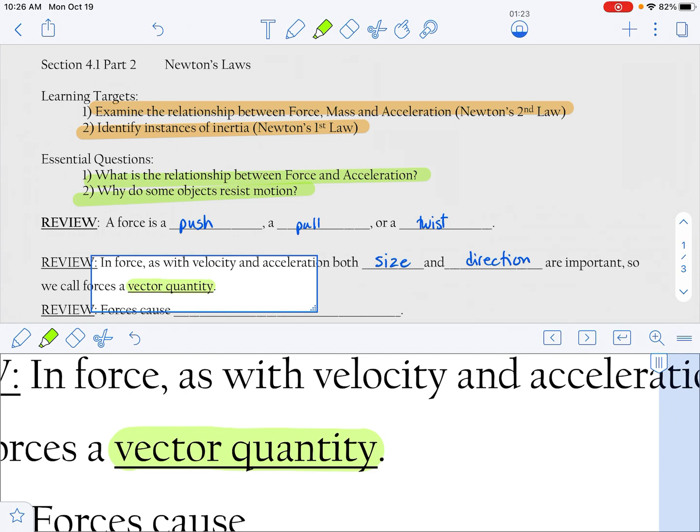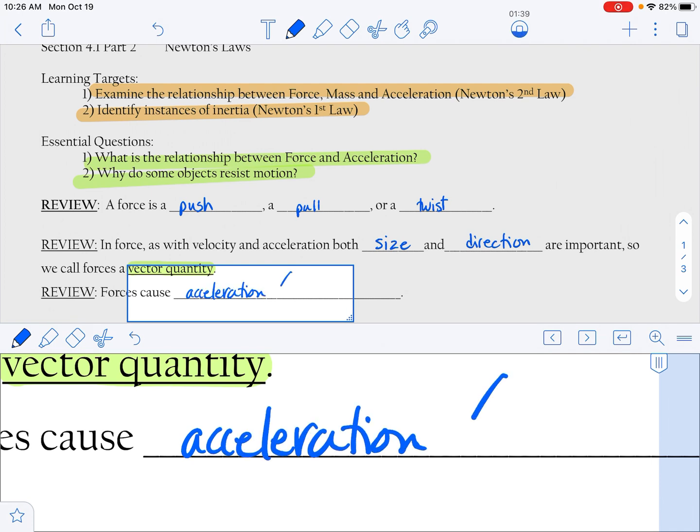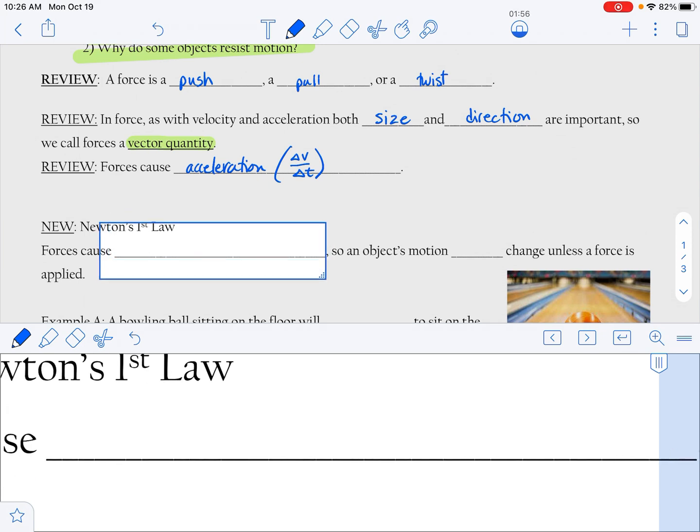Okay, so we're going to pay attention to direction. That's going to be really important. And we know that forces can cause acceleration. As a matter of fact, they do cause acceleration. So if you think back, you will remember that acceleration is a change in velocity over a change in time. All right, so get all those things together in your mind, and that's where we're going to start today and move on and talk about Newton's first and second laws.